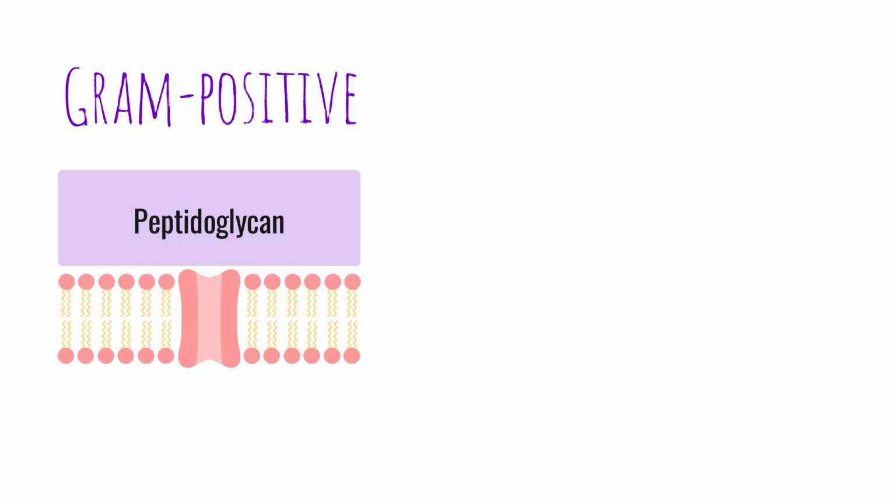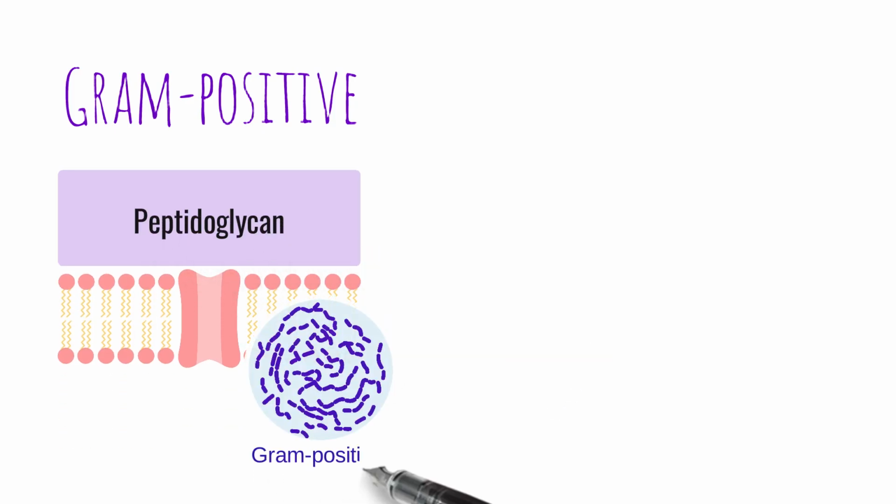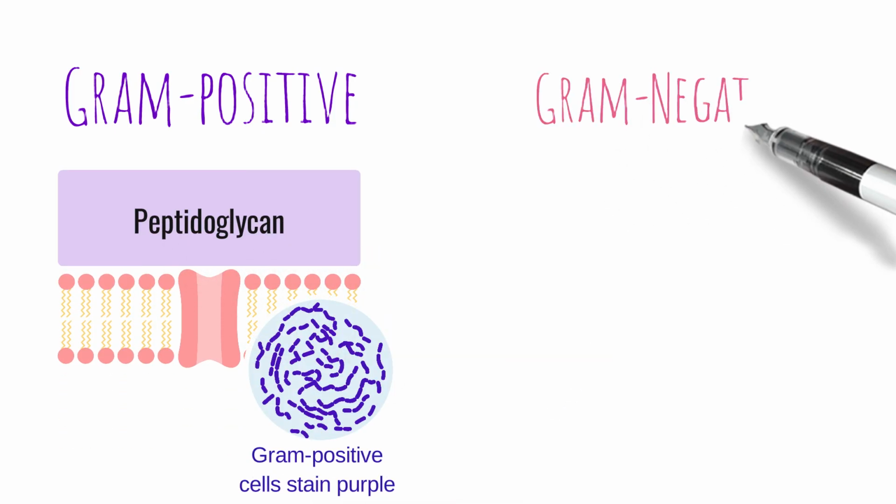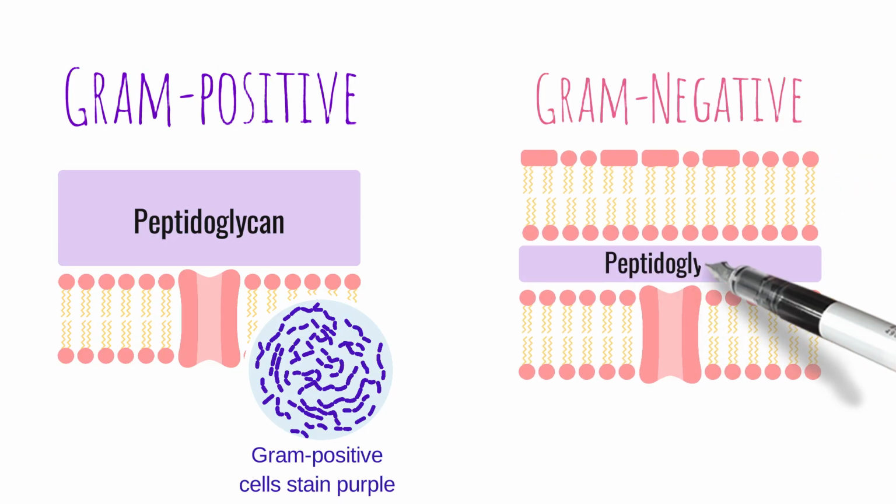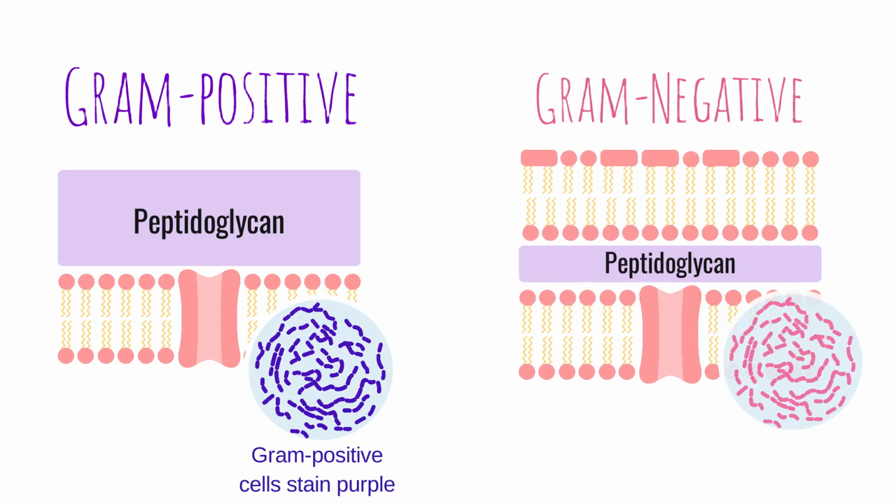Let us pull it all together. The gram stain separates bacteria into two groups based on cell wall structure. Gram-positive bacteria with their thick peptidoglycan wall retain crystal violet and stain purple. Gram-negative bacteria have a thin peptidoglycan layer and an outer membrane. They lose crystal violet during decolorization and pick up safranin instead, staining pink.